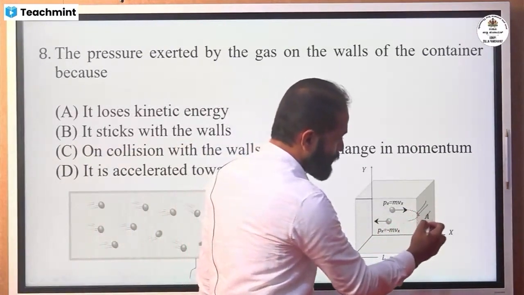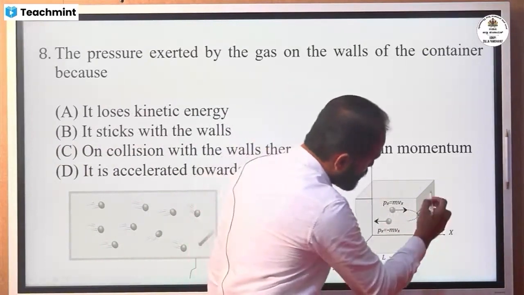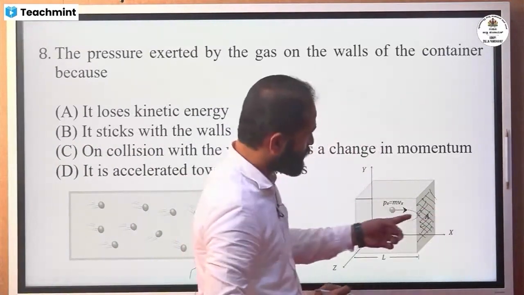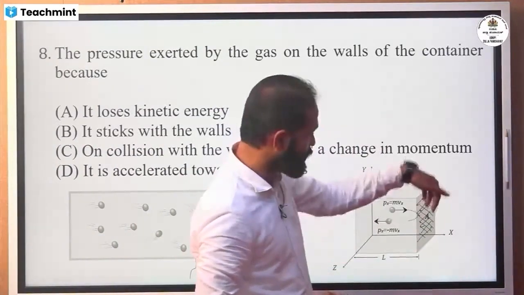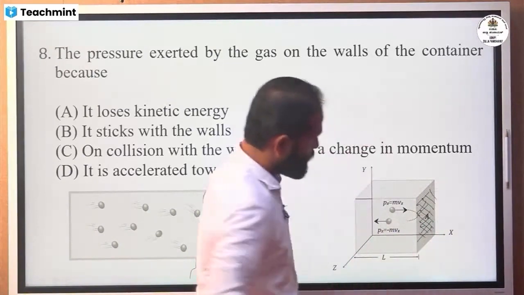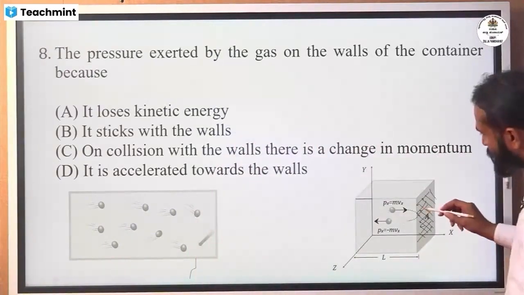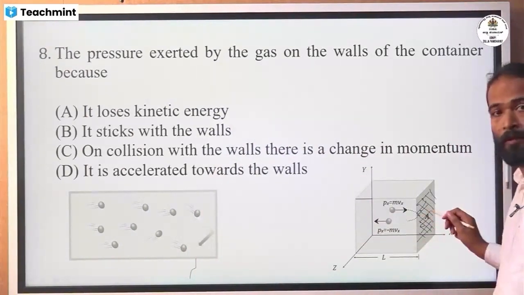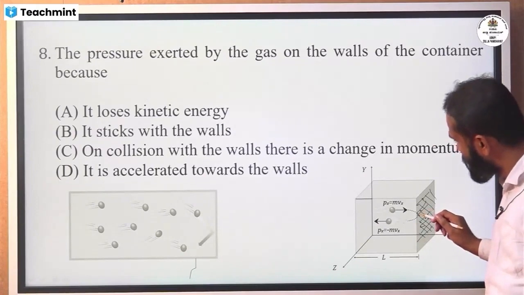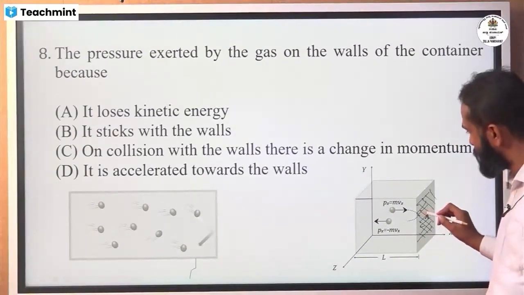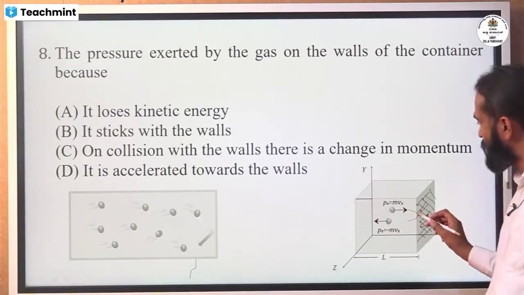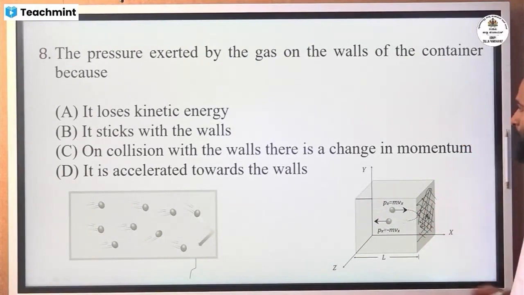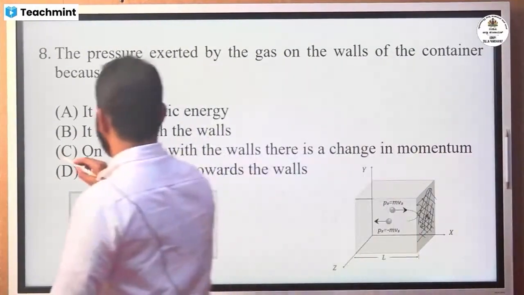So on this container, there is a wall here, and this molecule will go and hit it. When it hits, it will exert some momentum on the wall, and because of that collision, the gas molecule is going to rebound. We assume the collision at this place is an elastic collision, and since it is elastic, it is going to rebound with the same momentum. But because of this change in momentum, there is going to be some force exerted on the wall, so that gives us option C as the correct option.